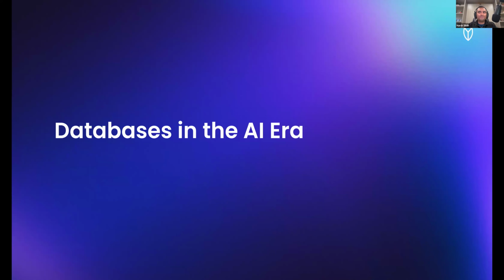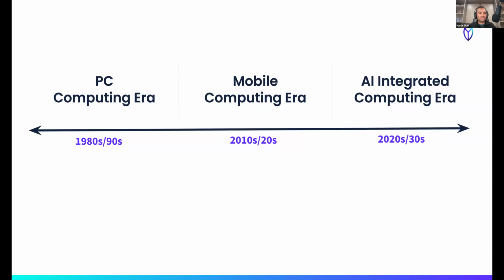So generally, databases. I titled this databases in the AI era, but really the way that I see the computing eras, there was a PC computing era in the 80s and 90s, and even a little bit of the 2000s. Then, blending 2010s and 2020s, it turned into the mobile computing era. And now with the LLMs and AI agents that Art was referring to, we're diving deep into the AI-integrated computing era. That's how I personally define those eras.